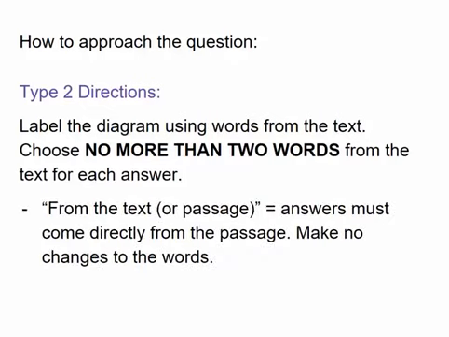For this one, just keep in mind when it says from the text or from the passage, okay, something like that, that means that the answers must come directly from the passage. Don't change them. Don't paraphrase them or use your own words. You make no changes to the words. Those words need to come directly from something you found in the reading passage itself.